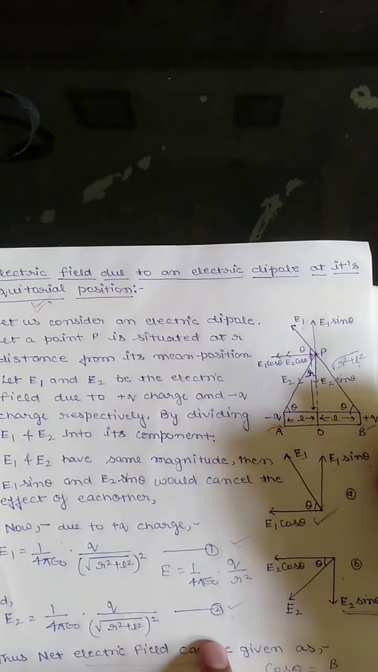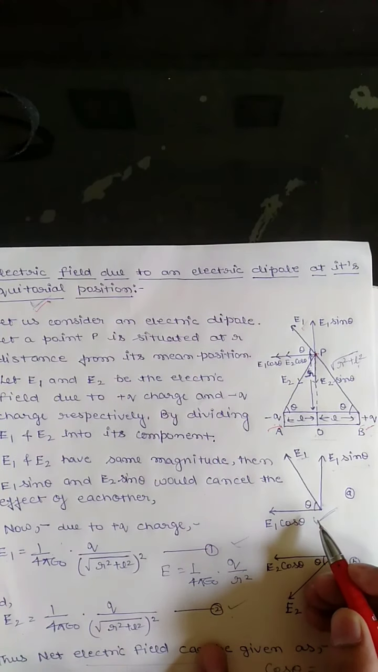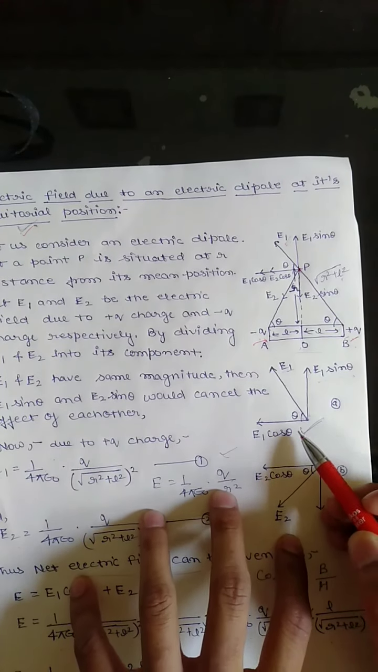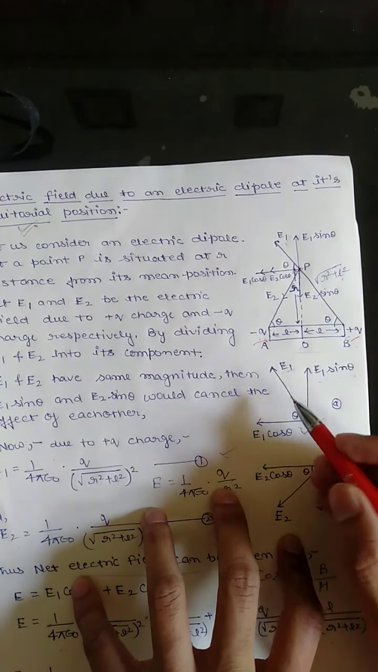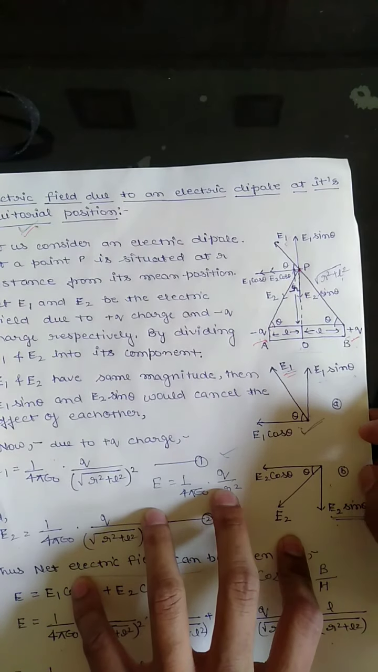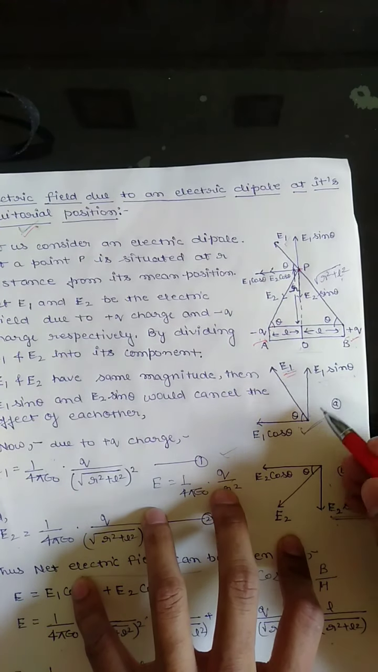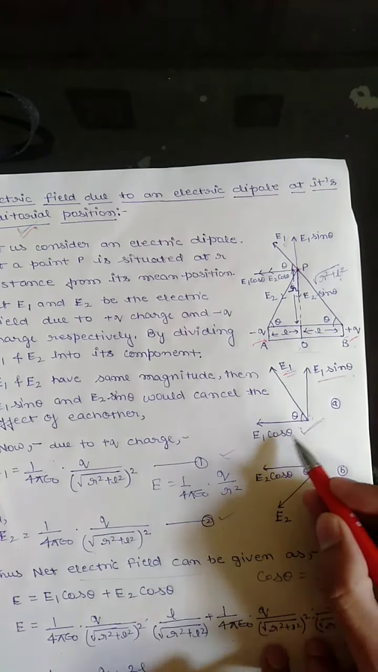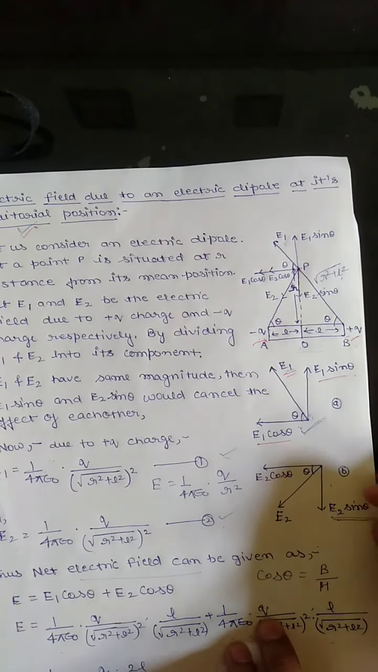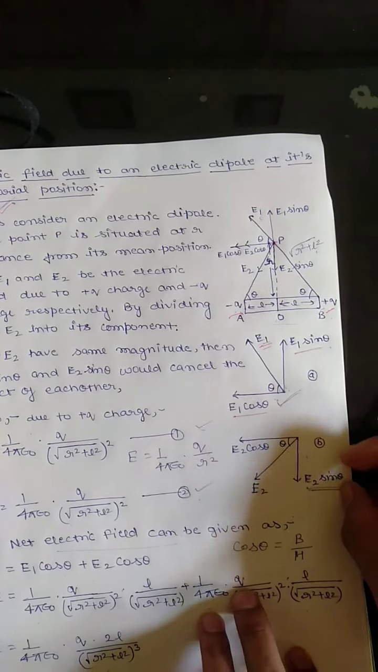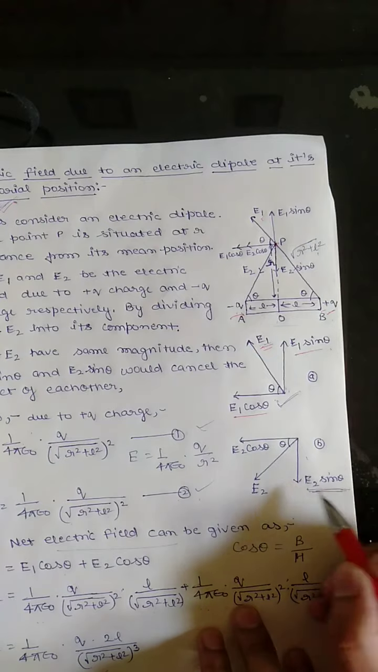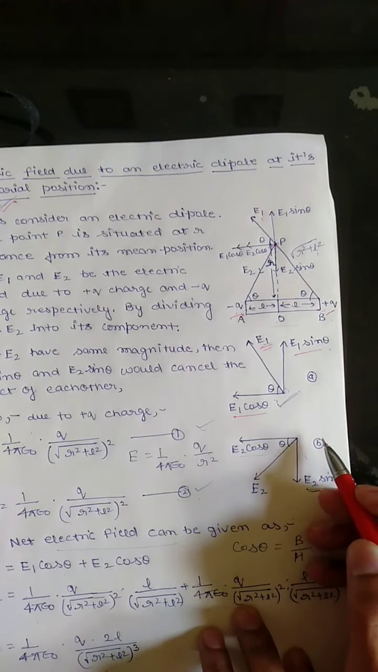But one more thing we know: when there is an angle theta, it can be resolved into its components. Here E1 can be divided into its components, the vertical component being E1 sin theta and the horizontal component being E1 cos theta, and for E2 it is also E2 sin theta as the vertical component and E2 cos theta as the horizontal component.